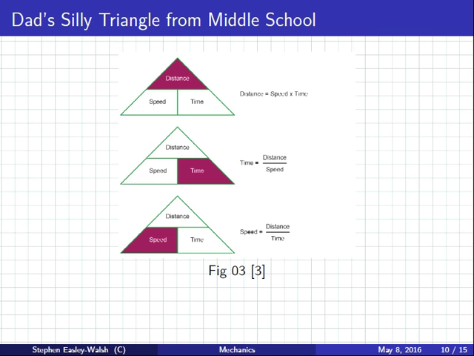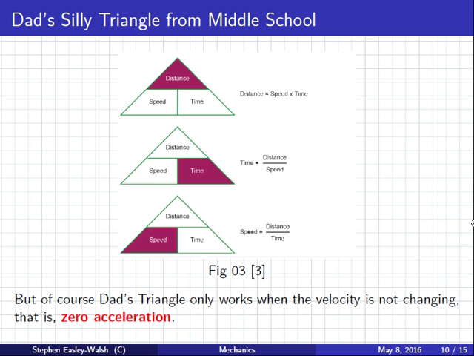Okay, so this triangle only works for a very special case. This triangle only works when the velocity is not changing. That is, no acceleration. So if your question has zero acceleration, you can use this triangle. You understand what I mean by that? Yes. No acceleration, you're allowed to use this triangle. Yeah? Is that okay? Yeah, all right. So what do we do if the velocity changes? Well, that's what we're going to have a look at now.